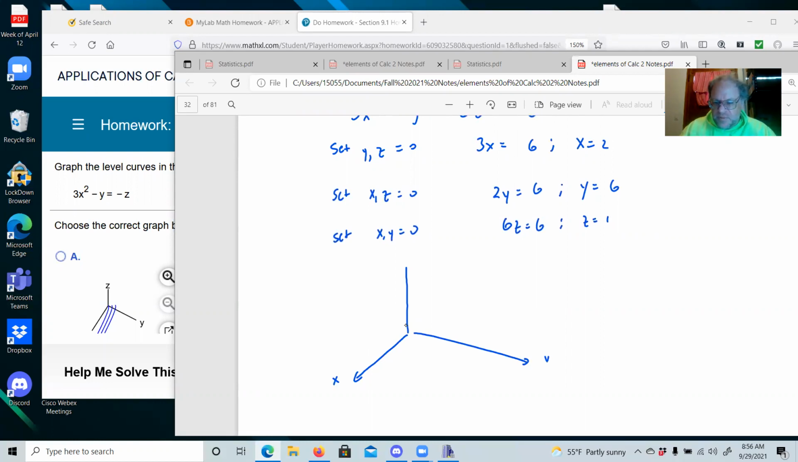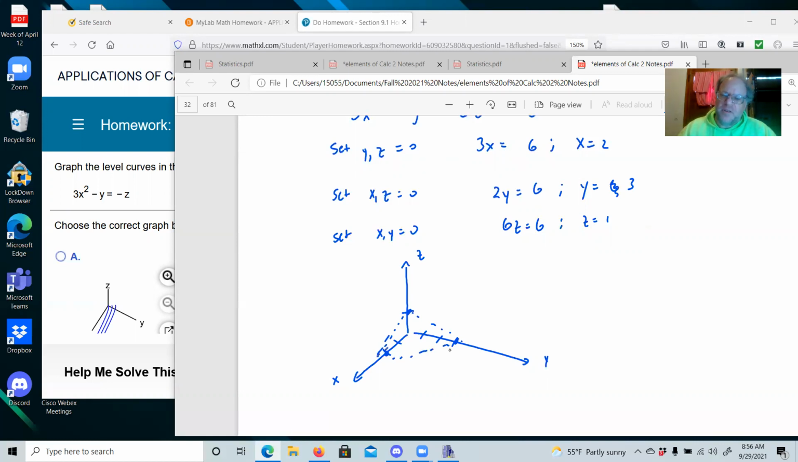Here's my x, here's my y, here's my z, x being 1, 2, so we would have that, okay? And then y would be, what is it, y equals 3. What am I doing? 1, 2, 3, okay? And then z equals 1. So we'd have this sort of a triangular type of thing here. Most of them are going to look like this.